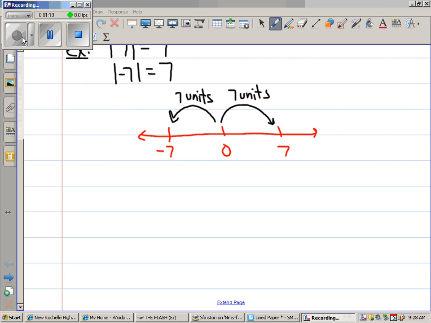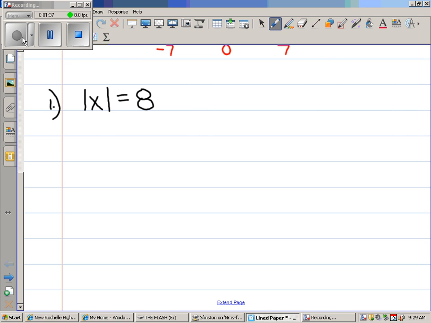Let's practice some examples. Number 1. The absolute value of x equals 8. Give me some possible solutions for the problem. What could the answers be? Olda? Yeah, totally. Negative 8 and 8 are definitely the answers. And I'm going to be putting my answers in all these different forms so you get used to seeing them.